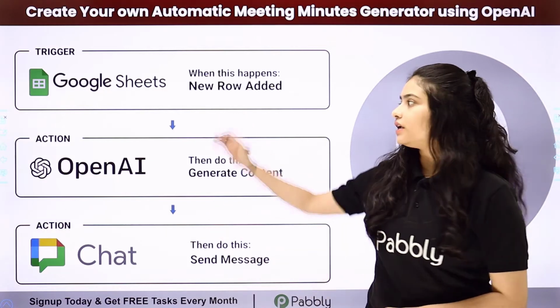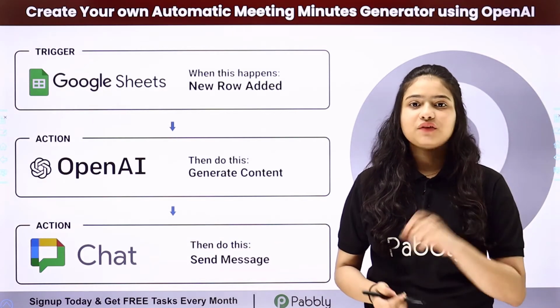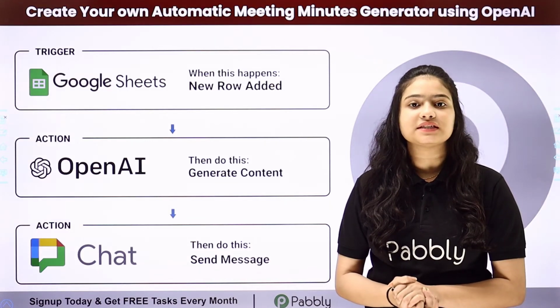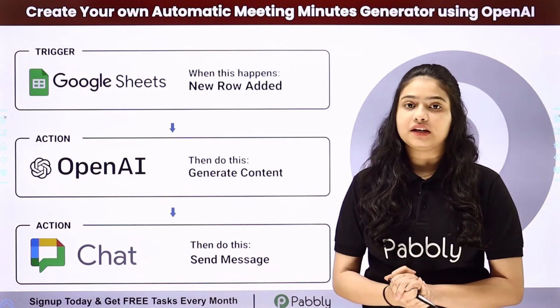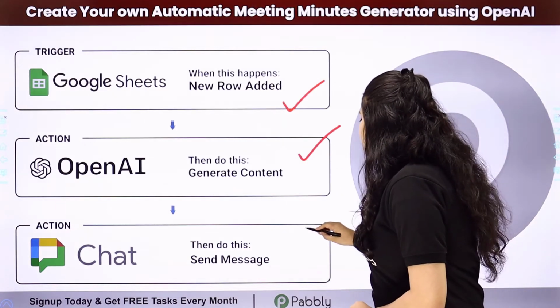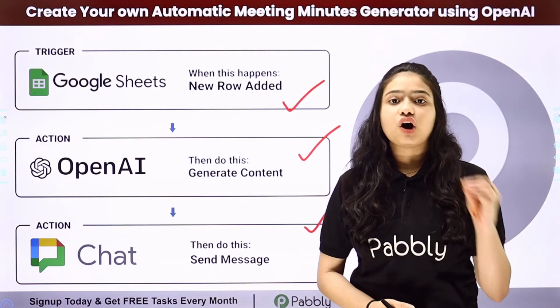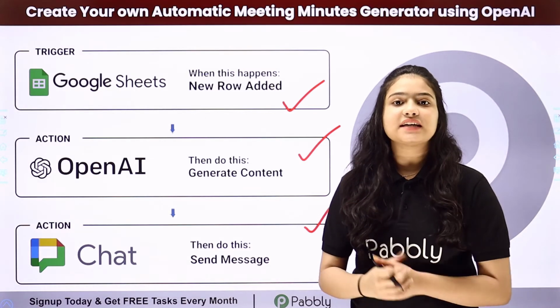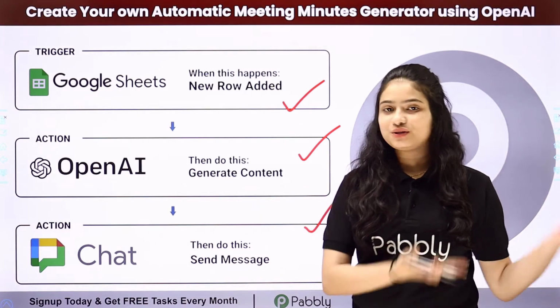For this, we will have to integrate all these applications, and we are going to do that without any coding or programming skills with the help of Pabbly Connect, which is an amazing automation and integration software. Now here we have Google Sheets in our trigger, and then we have OpenAI and Google Chat in our action. So we are going to connect all of them by using Pabbly Connect in order to automate this entire process. And to learn this entire automation step by step, let me take you all to my screen.